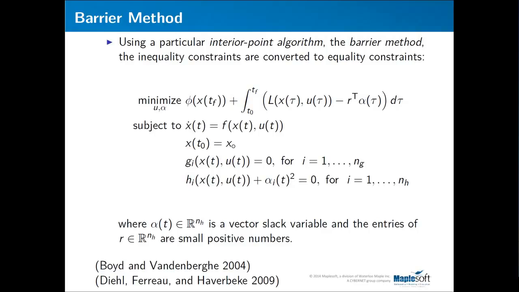We have also modified the cost function by adding the term minus r transpose alpha to the cost function, and that is to give incentive to the solver to stay away from the boundaries of the feasible set. So if the entries of r are small positive numbers, the hope is that the solution of this modified optimization problem is close to the solution of the original optimization problem with inequality constraints.